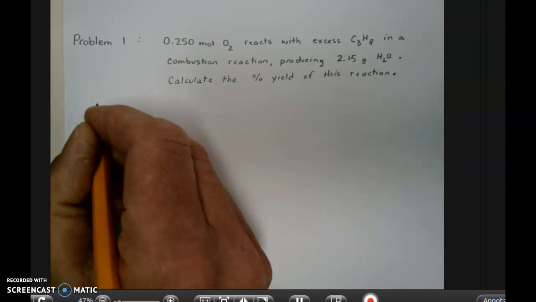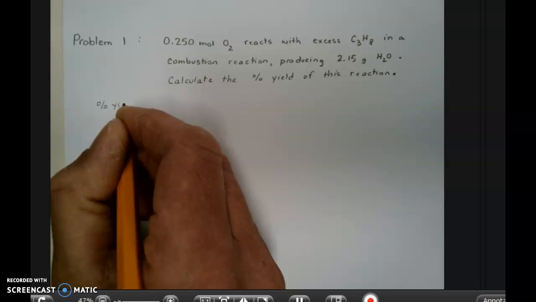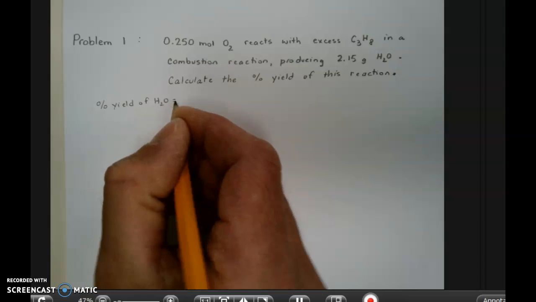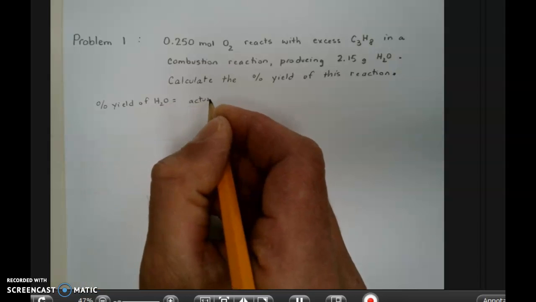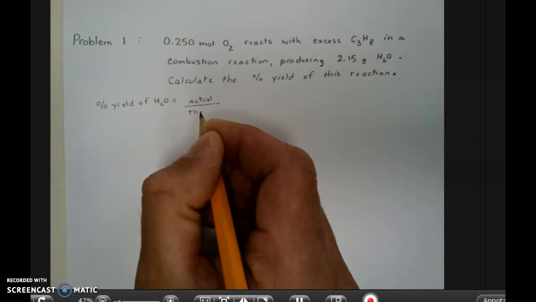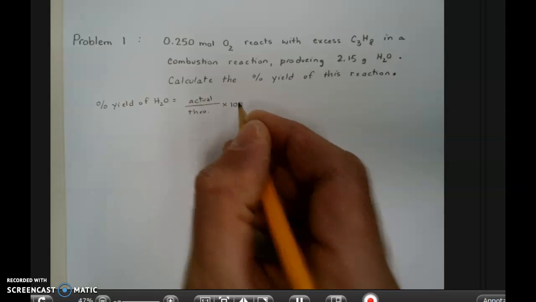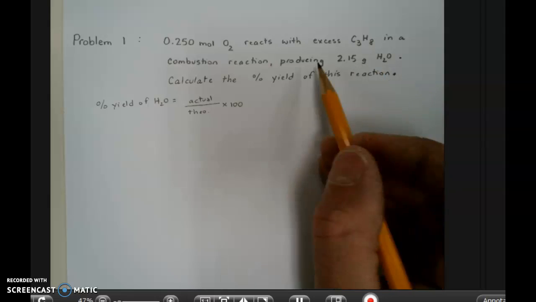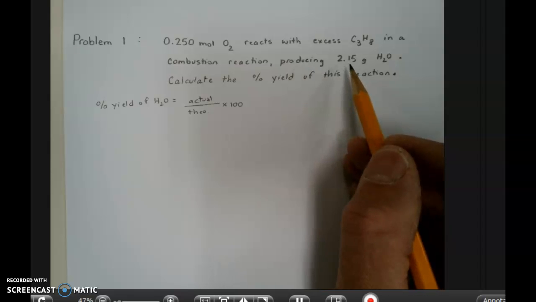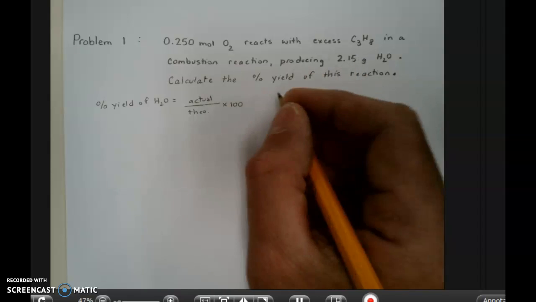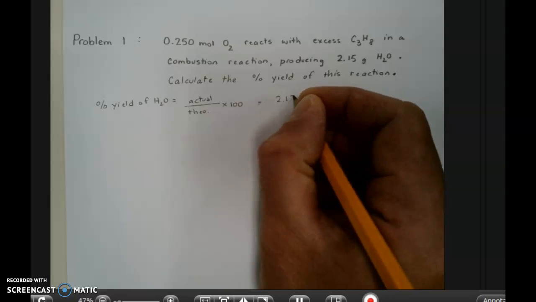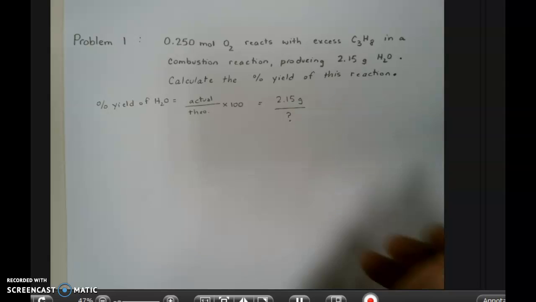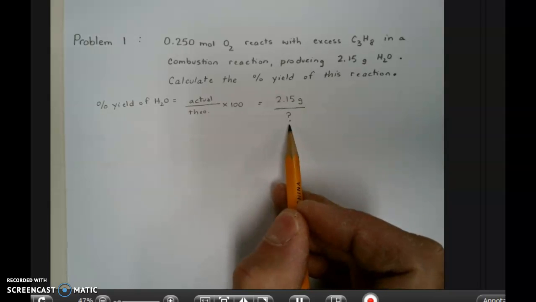Okay? So let's write our formula. Percent yield of water would equal the actual amount divided by the theoretical amount times 100. They give me 2.15 grams. That's the actual amount that I produced, because it said producing 2.15 grams. So that 2.15 is my actual amount. So that goes in the numerator. The theoretical amount, I don't know what that is yet. Once I can calculate that, then I can calculate a percent yield.